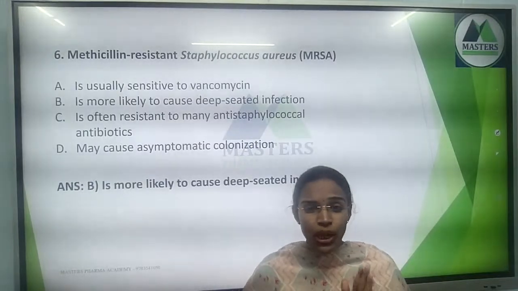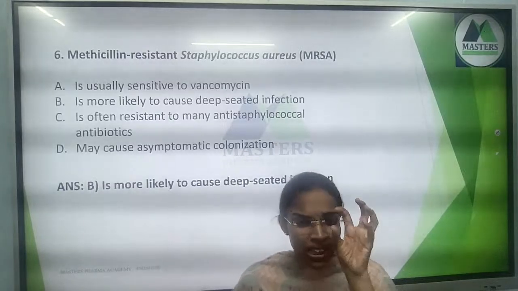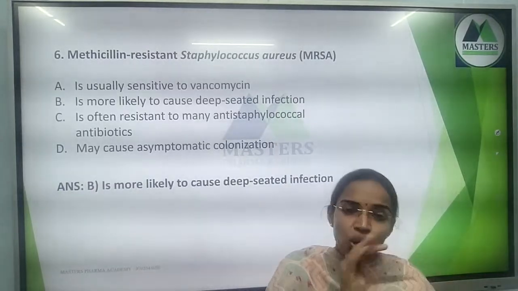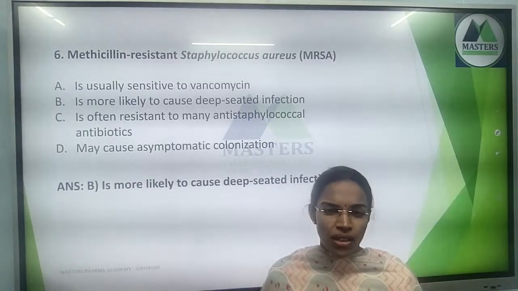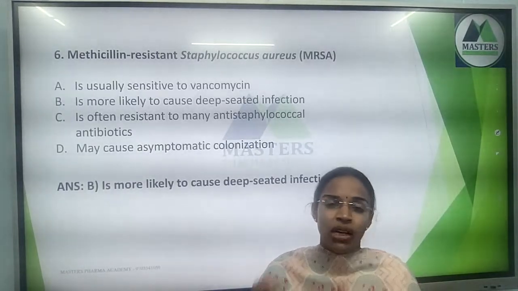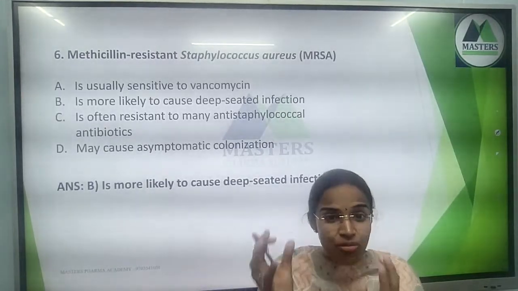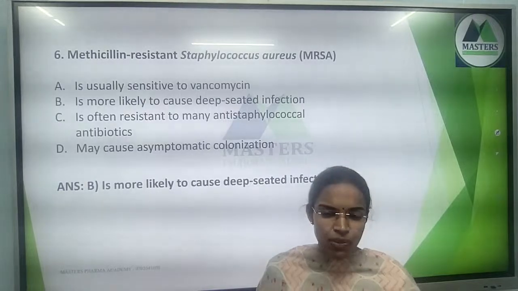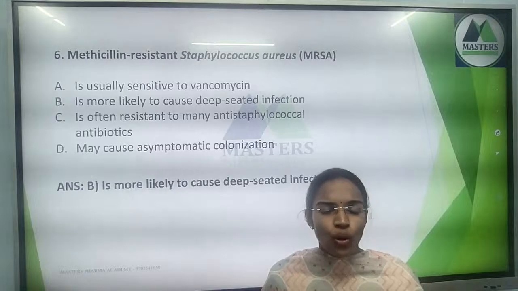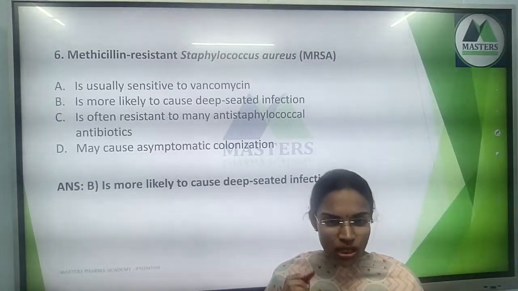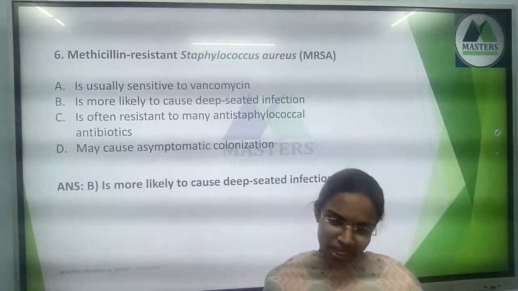Okay. So if the particular Staph aureus bacteria is resistant to methicillin, then what happens? The infection is not gone, it is not cured, and meanwhile, by the time the first line of antibiotics finish their mechanism of action, what happens? The infection becomes deep-seated, it increases. So methicillin-resistant Staphylococcus aureus is usually more likely to cause a deep-seated infection.